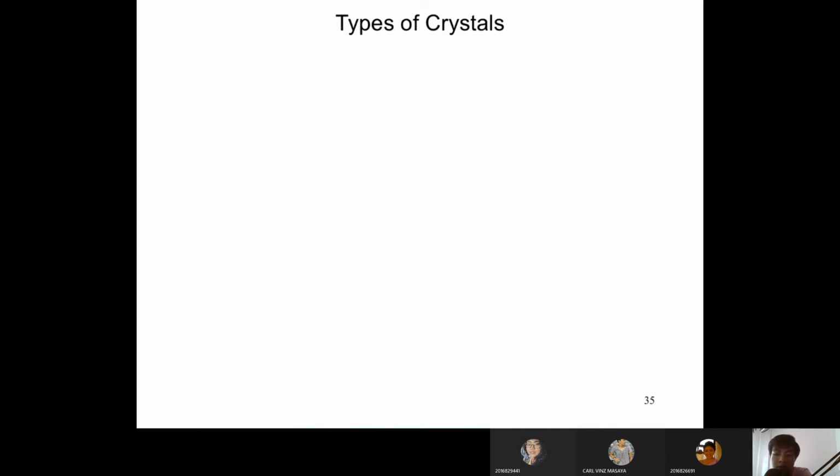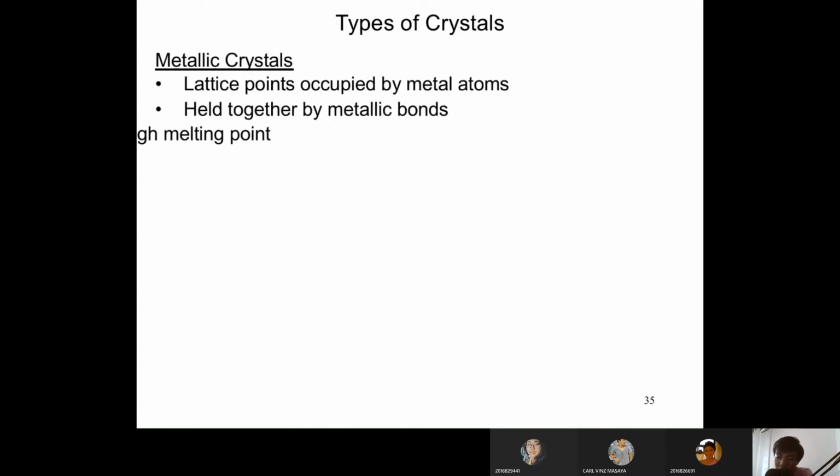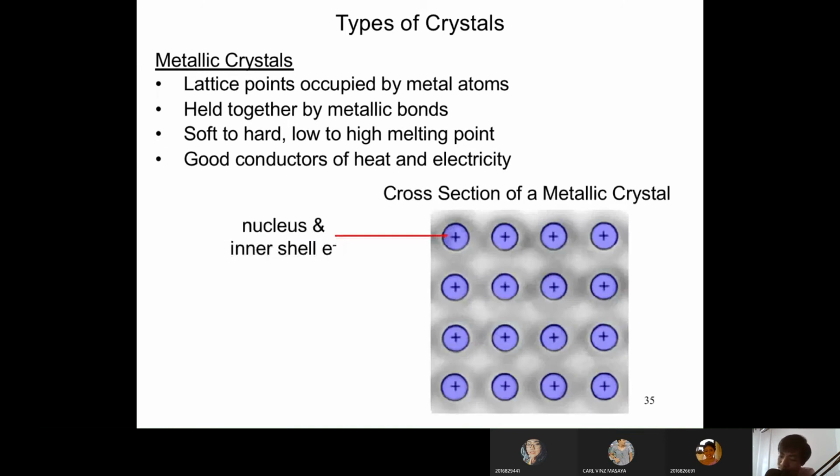And the last one would be metallic crystals. Ito yung na-discuss natin kanina, no? So, yung mga sea of electrons, no? So, they are composed naman of metal atoms, no? So, they are held by metallic bonds, soft to hard, depende sa mangyayari, low to high melting point, and good conductors of heat and electricity.